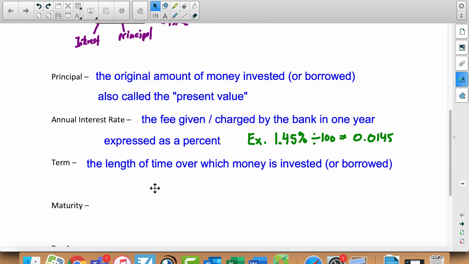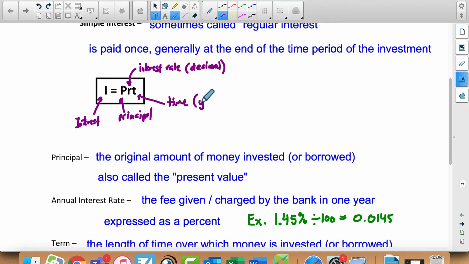You can also just think of it as time. If it's a savings account, for example, you're putting money in the bank for an unspecified amount of time. Now here's the important thing. The time is always expressed in years. So again, up here, I'm going to put years in brackets just to remind us about that.